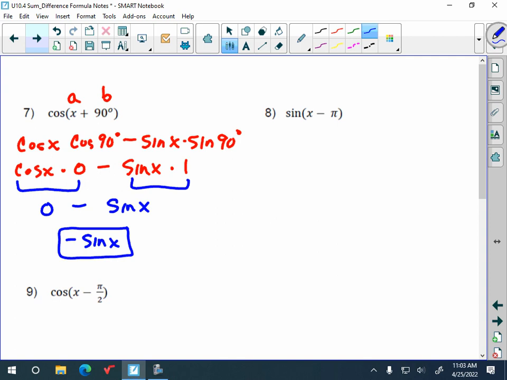All right, so go ahead and try number 8 and 9. They're similar. Just pick the correct formula. The first term is your A. The second term is your B in the formula.